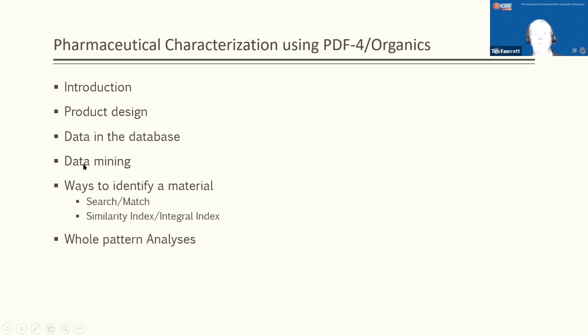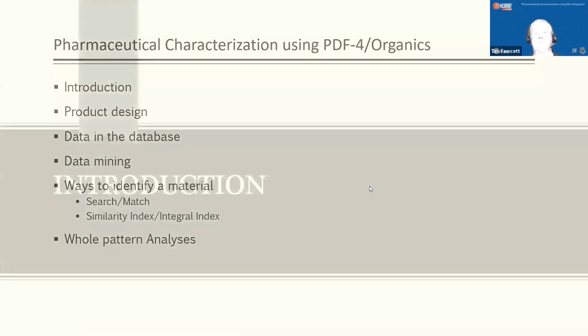And then once we go through that, we're going to look at the ways to identify a material, and there are several different methods. And I'm going to cover these methods because we're going to actually be combining them in most of the analysis of pharmaceutical tablets through a process that we call whole pattern analysis, where we're using both search match and different types of pattern recognition programs to identify materials.